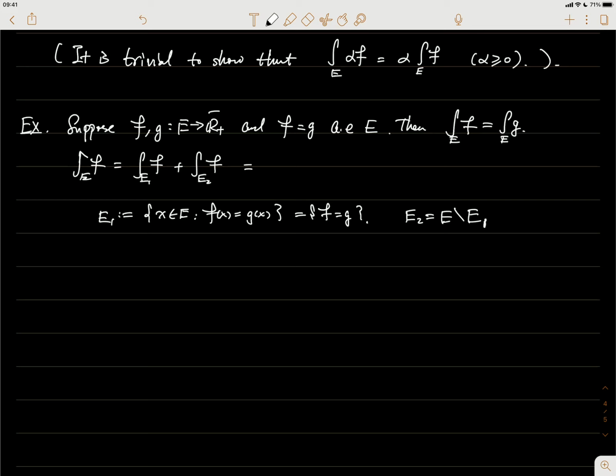Then apparently the integral over E1 is just the integral of g over E1, because f and g are the same over the set E1. And over the set E2, it's a set of measure 0. So in this case, the second term is just 0. It doesn't change anything. Similarly, if you change the function f to g, it still doesn't make a difference to the integral since the set E2 has measure 0. And so this is just the integral of g. Okay, so that's a really trivial result, but it just says that if the two functions are equal almost everywhere, then their integrals will be the same.